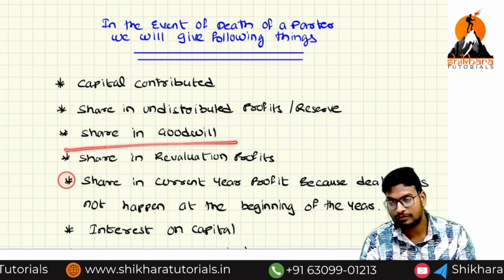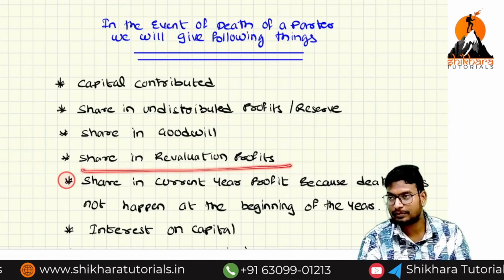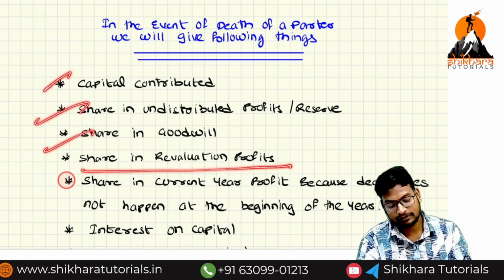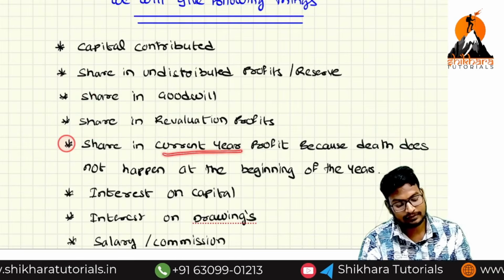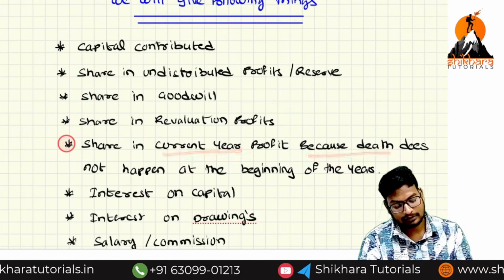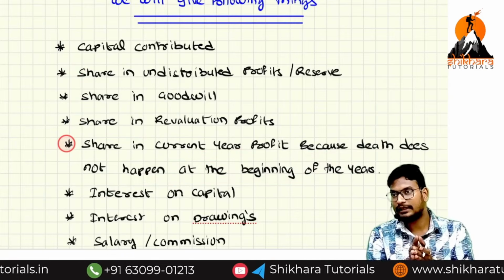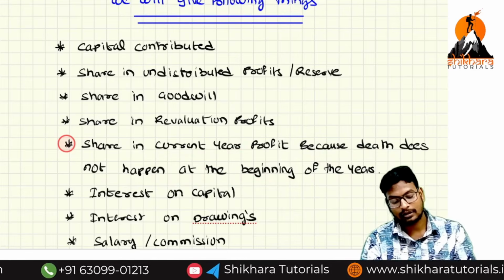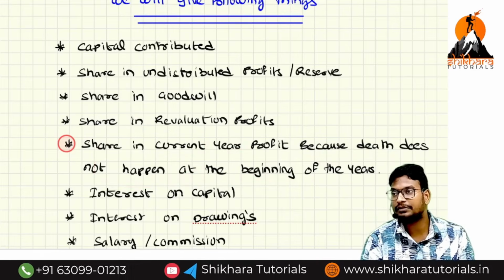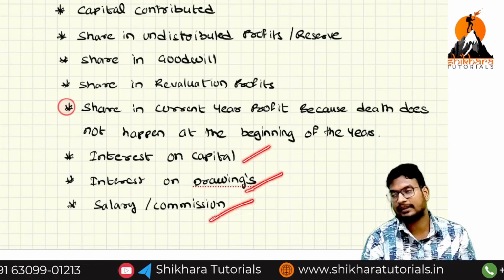Next, share of goodwill. Next, the share of revaluation profits. All these things we have done till now. Next, share of current year profits, because death does not happen at the beginning of the year. If death happens in the middle of the year, whatever profits are there from the beginning till the death, on that also we need to give the share. Next, interest on capital, interest on drawings, salary and commission.